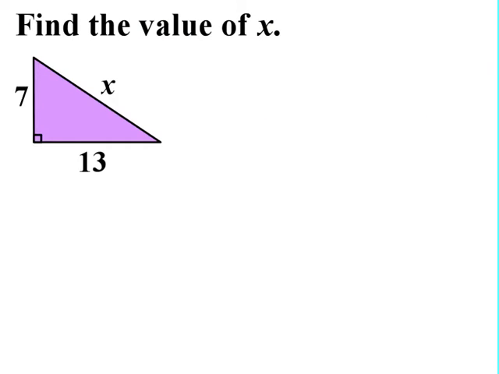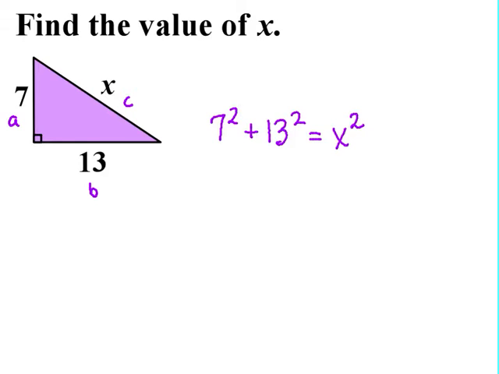The first example I'm going to look at says the following: find the value of x. If you're a little unsure of yourself, you could label A, B, and C if you wanted, just so that you know. Or you could just recognize that 7 and 13 are the legs. So 7 squared plus 13 squared equals x squared.